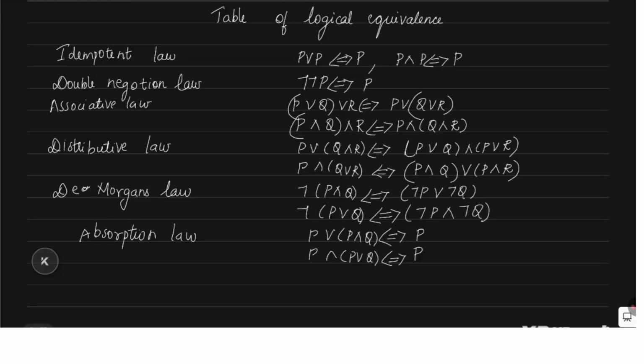Next one is the negation law. The negation law is written as P or not P, which is equivalent to true. Next one, P and not P, which will be false. This is your negation law.